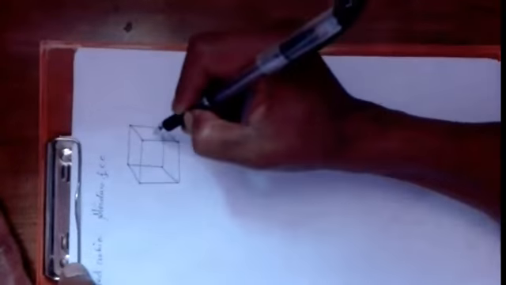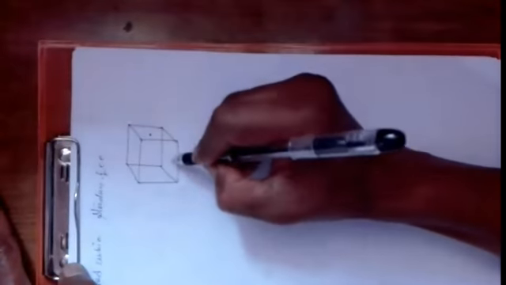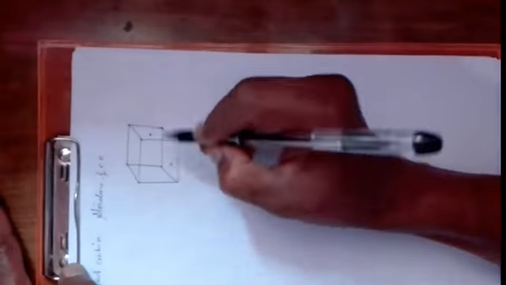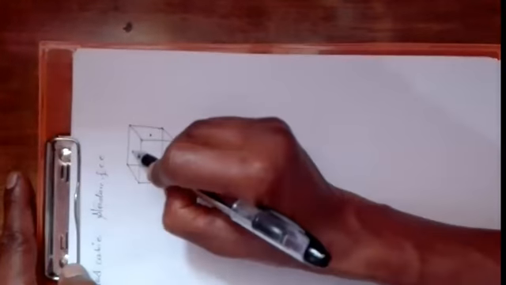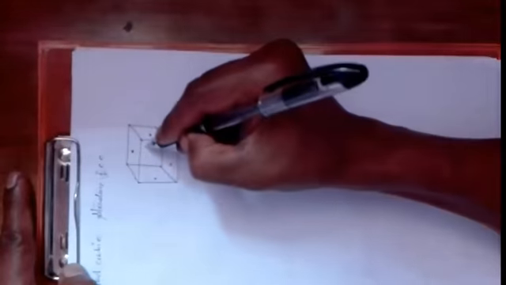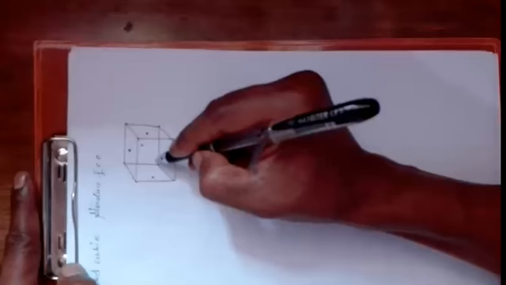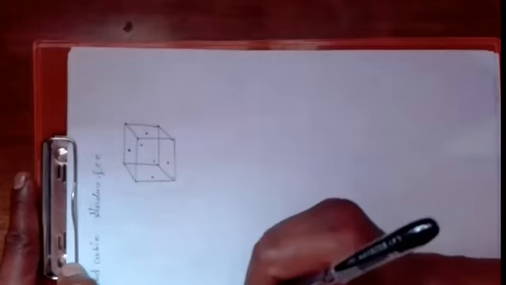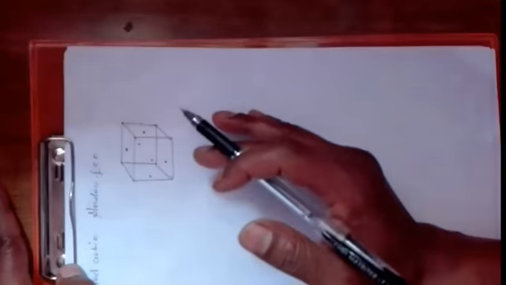Now the face on this side has one constituent particle. The face below, another. The face on this side, one. The face above, one. The face on the back side, I'm going to put one constituent particle, and the face on this side, one. So altogether there are 6 faces and 6 extra constituent particles at the center of each face.